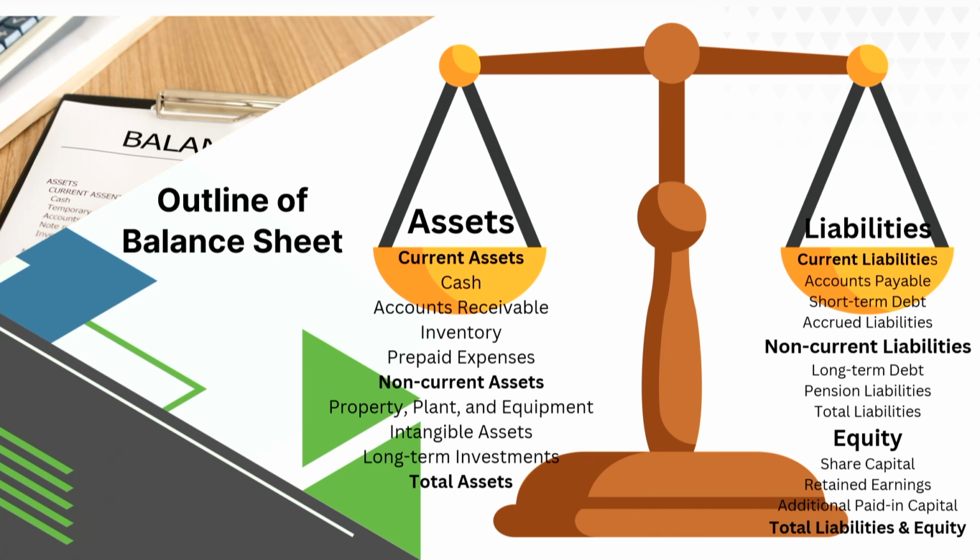Second part of the equity is retained earnings, meaning the profit that is reinvested in the business instead of being distributed among the shareholders in the form of dividend. Third is additional paid-in capital, which is the extra amount investors paid over the par value of the stock. Par value is nothing but the face value of the shares.